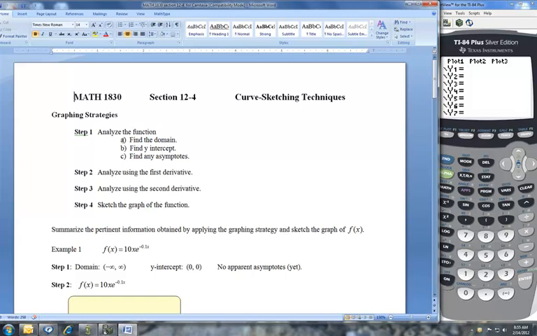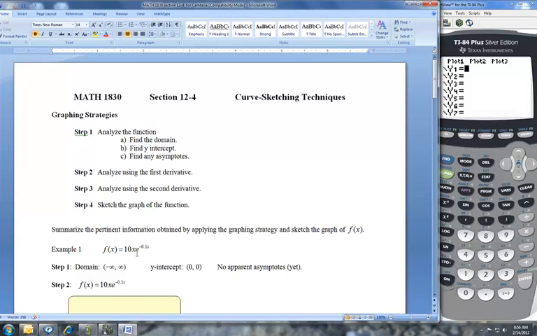Now the graphing strategies, got some steps here. We're going to analyze the function, find the domain, find the y-intercept, and find any asymptotes. And this is all apparent if we can see that quickly. We should for sure be able to tell what the domain is and what the y-intercept is. Remember, by definition, y-intercept is when x is equal to 0. In step 2, we use the first derivative. Step 3, we use the second derivative. And all this information we use to sketch the graph of the function, summarizing the pertinent information obtained by applying the graphing strategy.